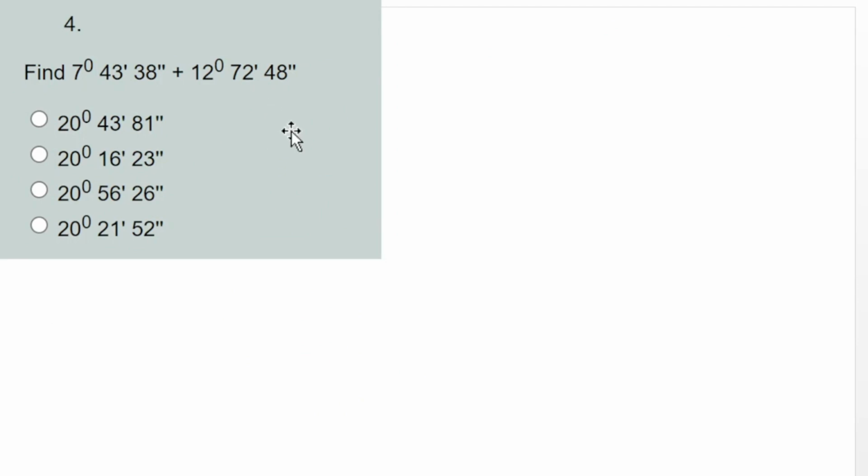So number 4 is on addition. We're going to add this together now and see what we're going to have. So that is 7 degrees. What is going to happen here is that you make sure you place degrees under degrees, minutes under minutes, then seconds under what? Seconds. So without doing that, you're going to miss it. So in that case, we have 7 degrees, 43 minutes, then 38 seconds.